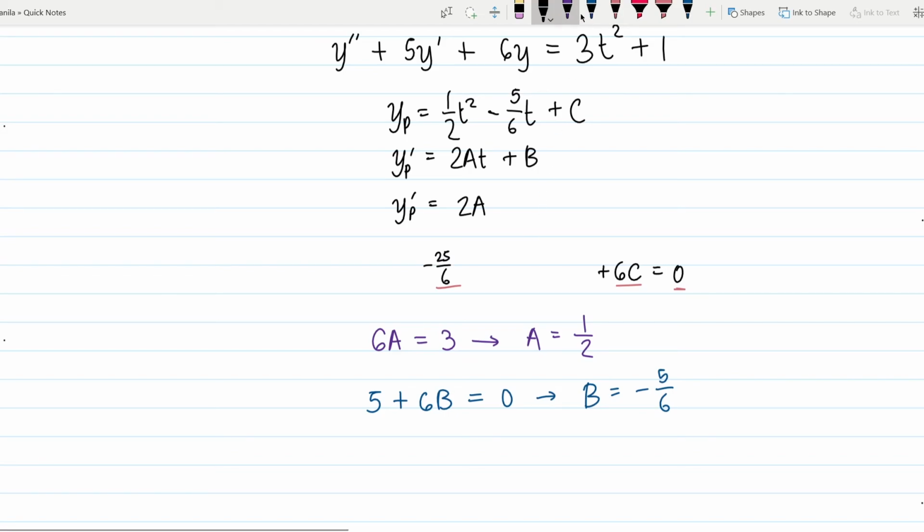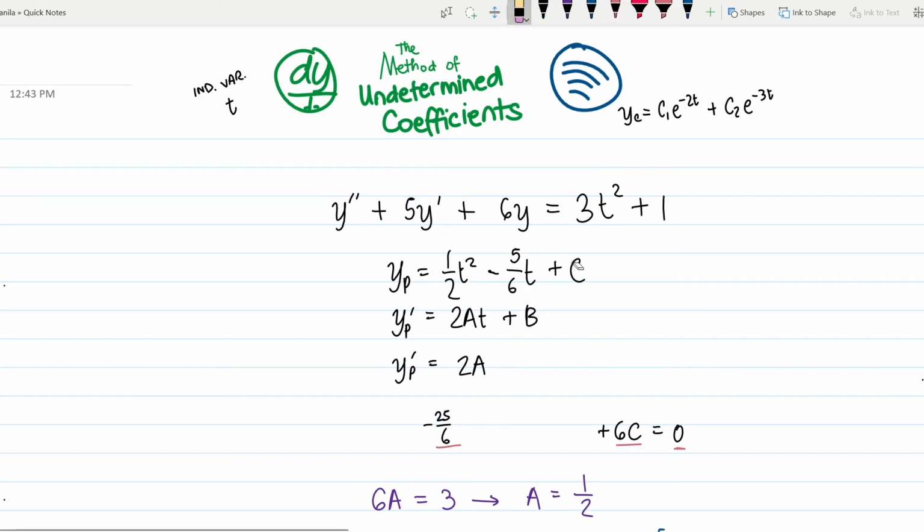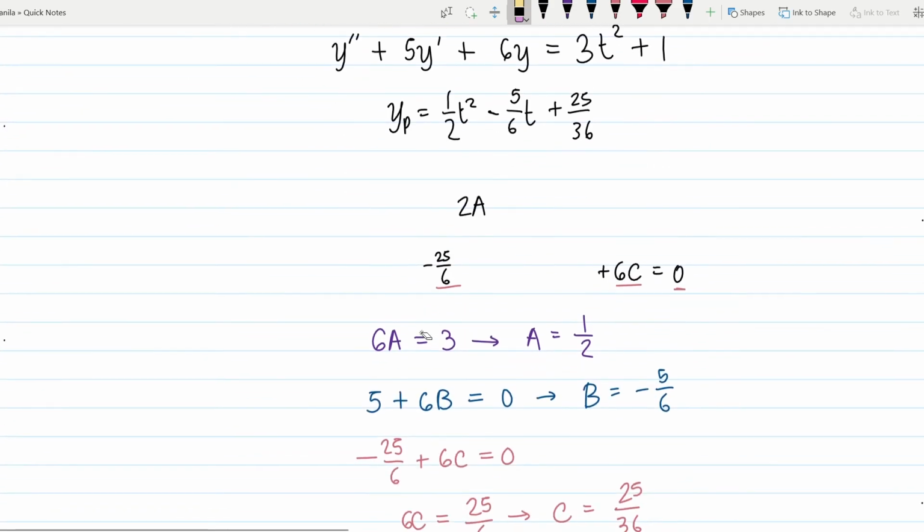Ayan. So ang kulang na lang natin is the constants, right? Minus 25 over 6 plus 6c is equal to 0. If we move this on the other side, we get 6c is equal to 25 over 6. If we divide both sides, we're going to get c is equal to 25 over 36. Ayun. And so our particular solution is 1 half t squared minus 5/6 t plus 25 over 36.